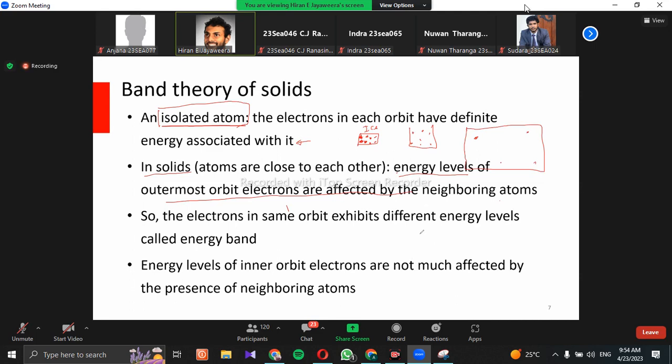However, the electrons in the inner orbits are not affected by the presence of neighboring atoms. That is what we call the band theory of solids, right? In the band theory, we consider isolated atoms and atoms packed close by. In isolated atoms, we have very sharply defined energy levels. In solids, that is not the case. The atoms are packed very close by, so in the outermost shells we have different energy levels. However, the innermost shells are not affected by this, right? Let's discuss this a little bit in detail.